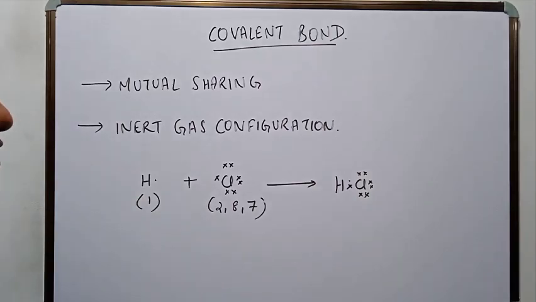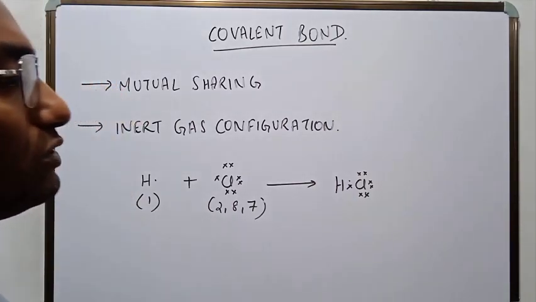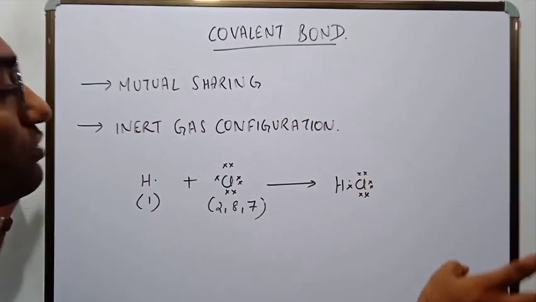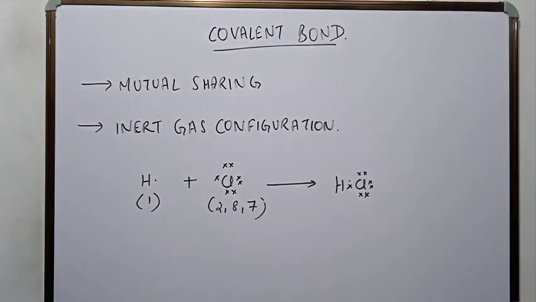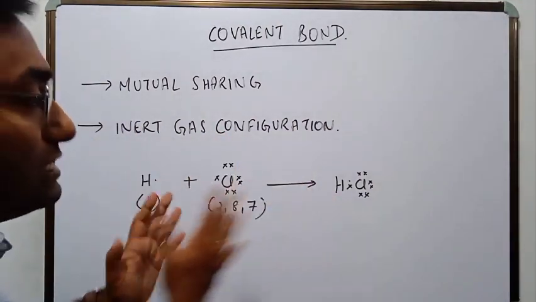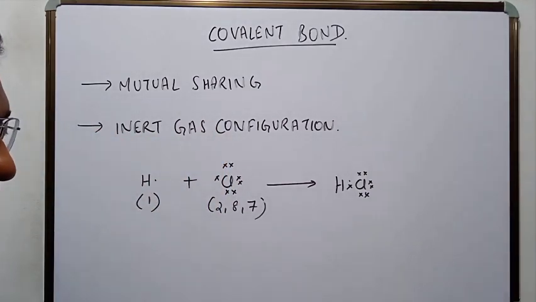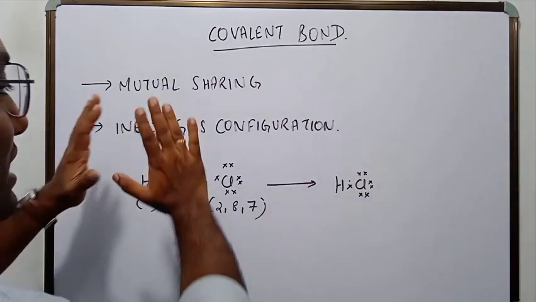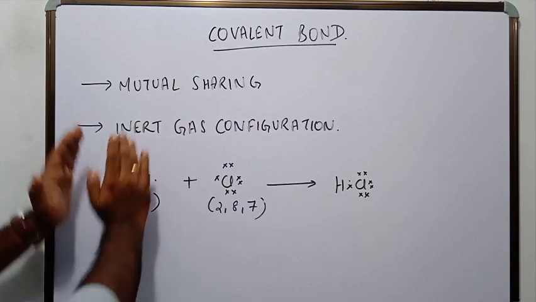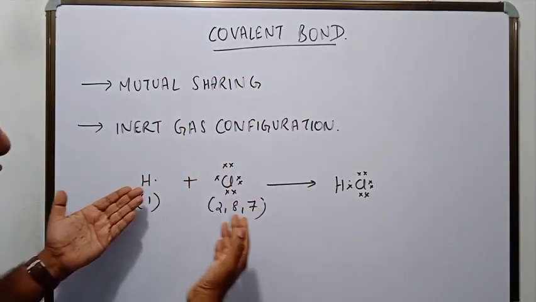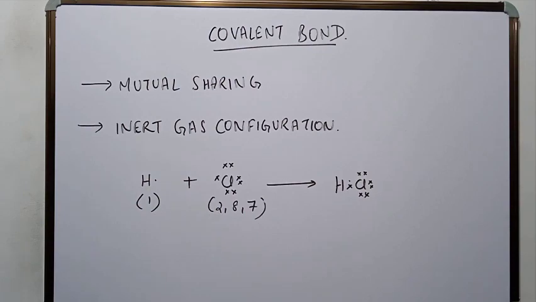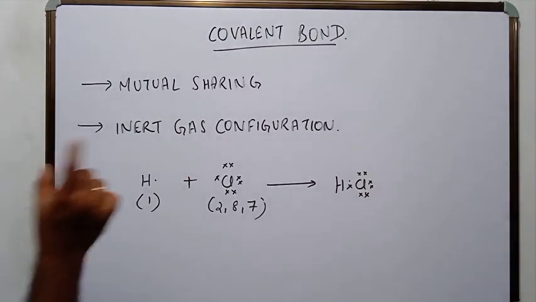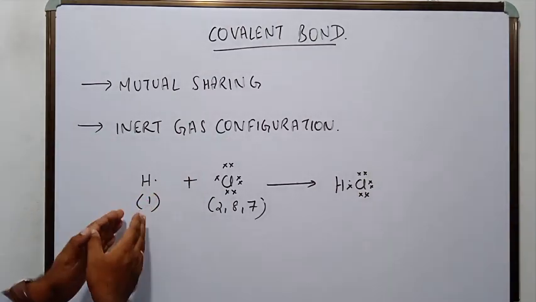So when there is a mutual sharing of electrons between the two atoms, they attain a stable electronic configuration in the outermost shell, or they attain the configuration of the nearest inert gas. The nearest inert gas can be neon or it can be helium. To understand these two points, let us see the covalent bond formation between H and Cl.